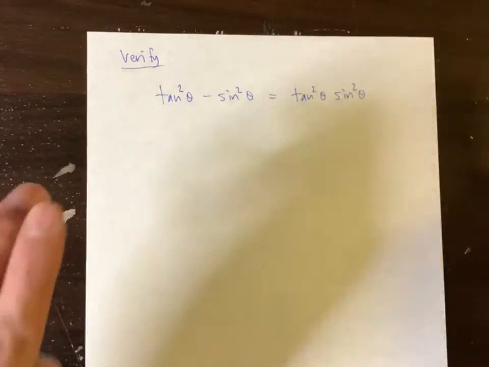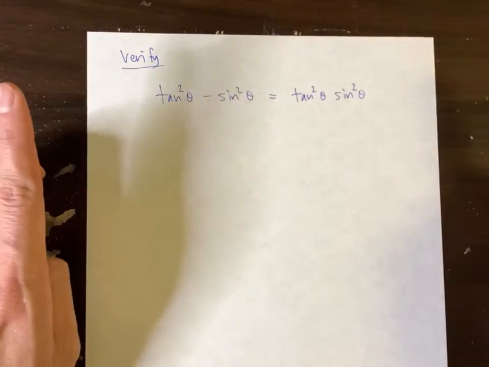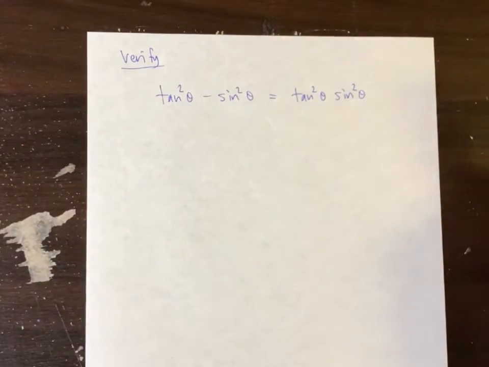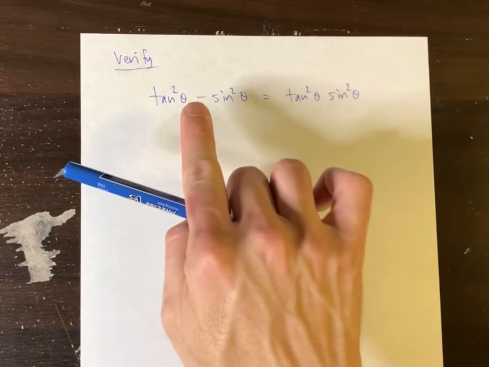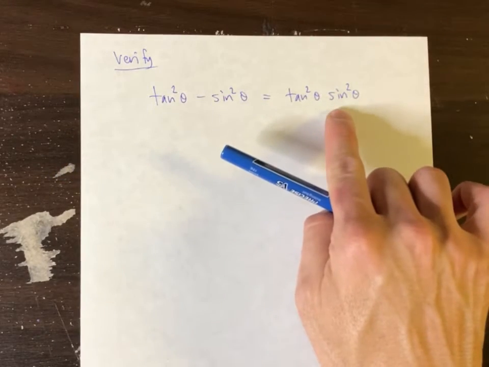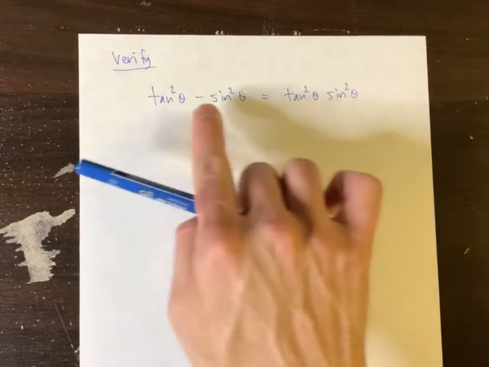I usually choose to make the one that looks more complicated look like the one that's simpler. This looks more complicated than that. So I want to make the one that looks harder look like the one that looks easier. To me, this just looks harder than that. So I'm going to make this look like that.